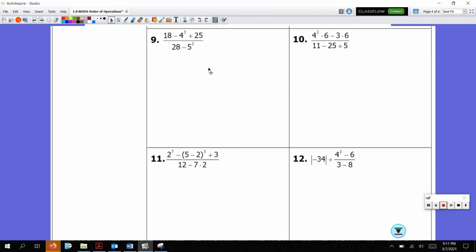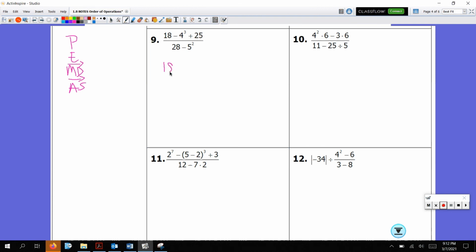All right, now we're going to look at some kind of crazy problems. So these are quotients or fractions, but in order to do any division, I have to simplify the numerator and the denominator. So in the numerator, I'm going to treat each one like they're separate. I have 18 minus 4 to the 3rd power plus 25. Let me just refer to our PEMDAS. Exponents are going to come first in the numerator here. 4 to the 3rd power.